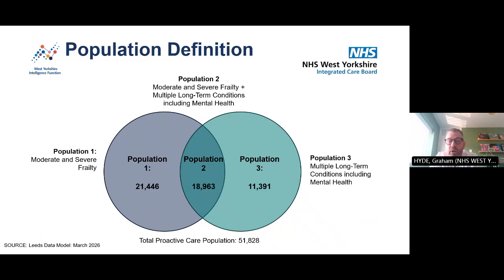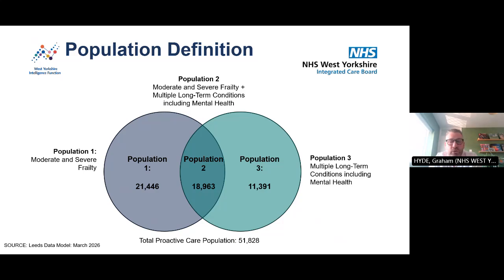And as you can see there, population 1, moderate and severe frail people. Population 2, moderate and severe frail people plus multiple long-term conditions. And population 3 is just our people with multiple long-term conditions.